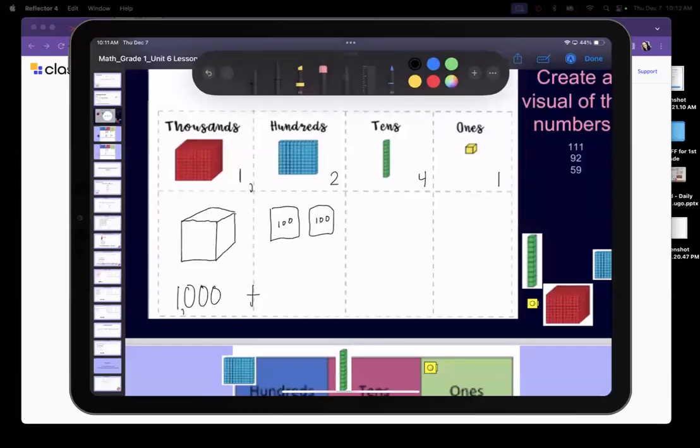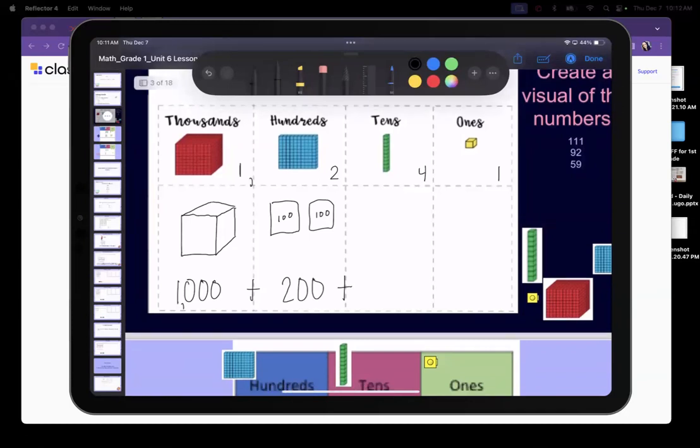Okay, so our number again is 1,241. So we have 1,000s cube in the thousands, 2 in the hundreds. If we're going to put it in expanded notation, there's going to be a 200 below, plus how many in our tens, Kalia? Let's see. Oh, you got 4 there. Good job, Kalia. 10, 20, 30, 40.